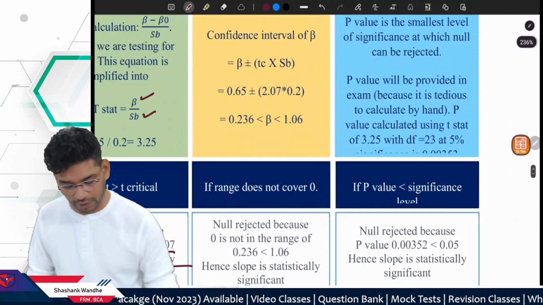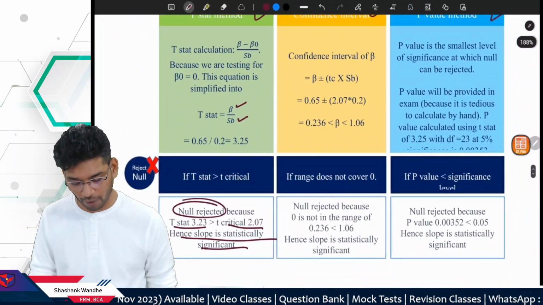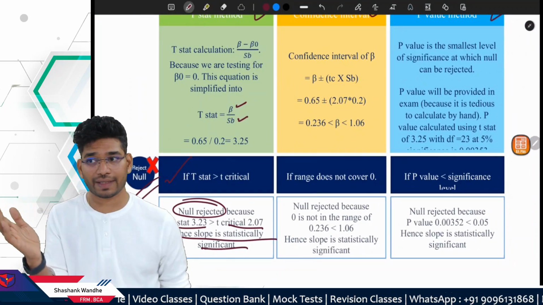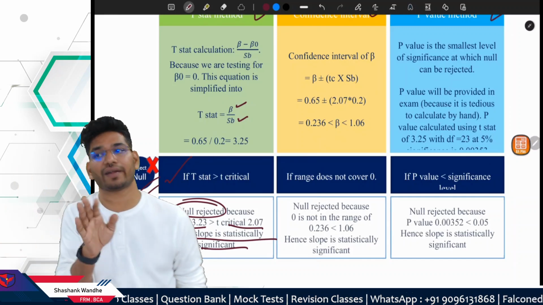Second, you have to remember only this much part. Okay, so you have to remember the properties. So reject null is our objective. We will reject null if we are using the t-stat method. We will reject null if the t-stat is greater than t critical.